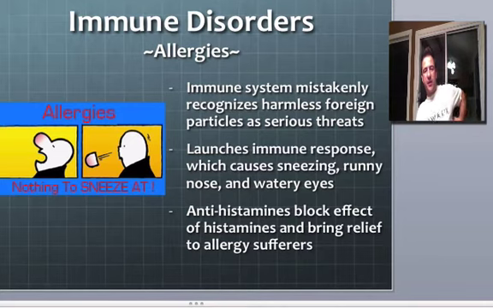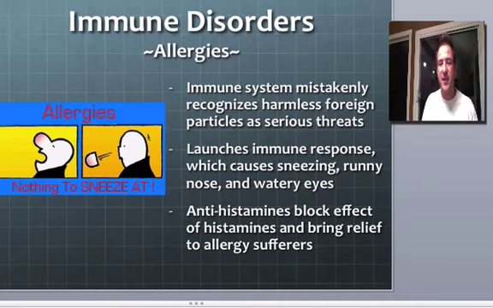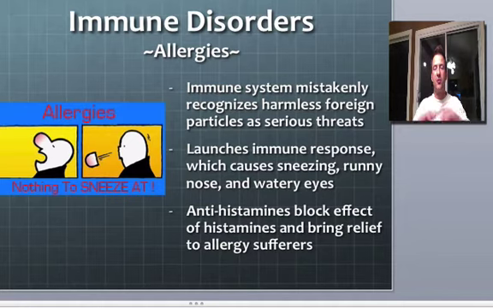So we have some immune disorders, things like allergies. The immune system mistakenly recognizes harmful foreign particles as serious threats, so it launches an immune response that causes us to sneeze, gives us a runny nose and watery eyes. And I have allergies, and that's part of the reason why I'm probably congested and sound nasally, because I can never breathe out my nose. But we use things called antihistamines, which block the effect of histamines and bring relief to allergy sufferers. So when we take allergy pills, that's basically an antihistamine.